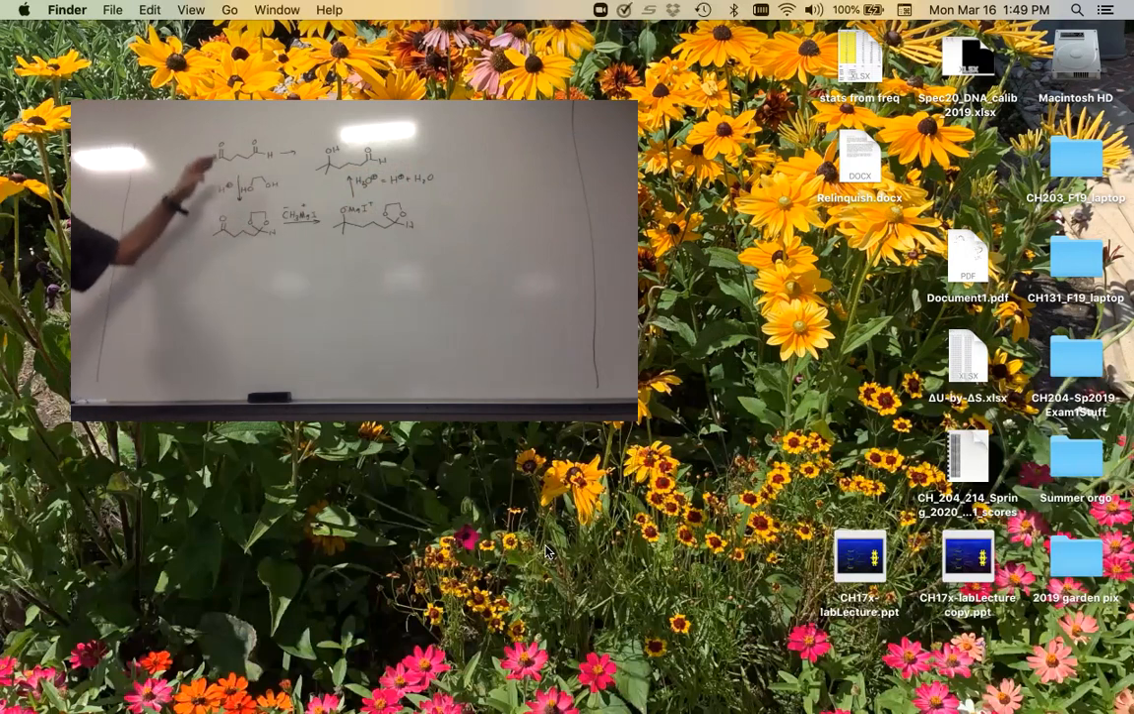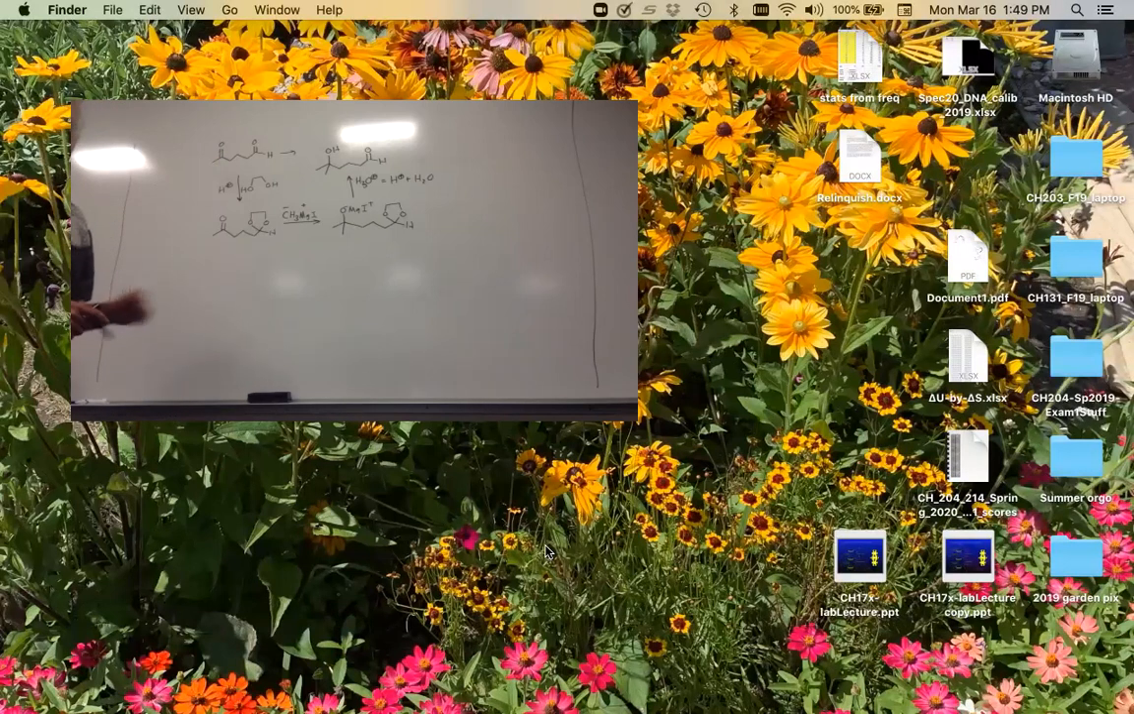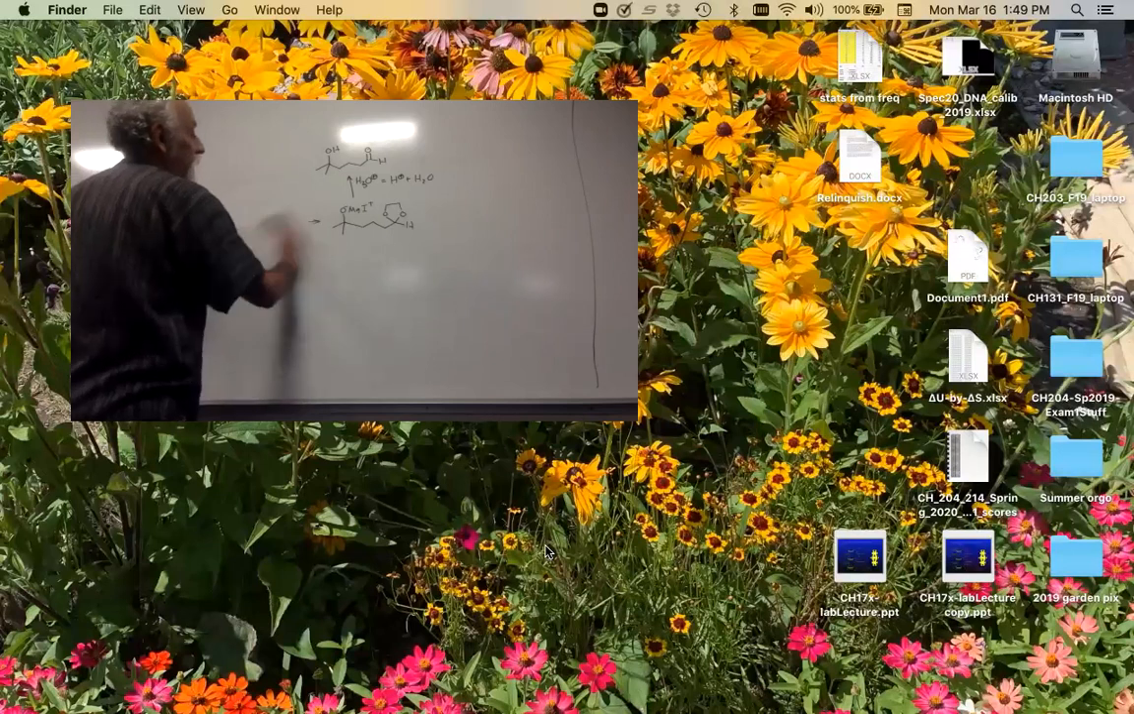So this is just an example of how I have a molecule that has two carbonyl groups in it. I want something to happen to only one of them, so I protect the more reactive one, and then do my business on the less reactive one, and then bring the original carbonyls back. Okay, so hope that worked out. Let's try another synthesis problem that involves protection and deprotection.